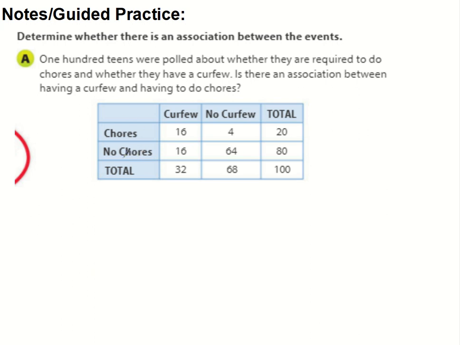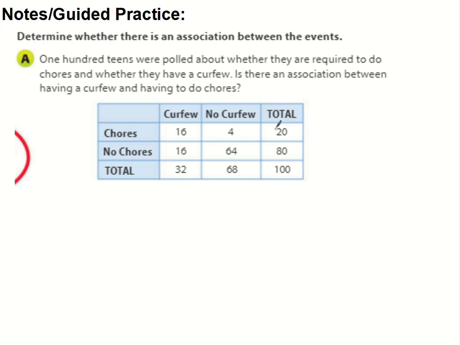This is considered a two-way table. So if I look here, like this 16 right here, this represents there are 16 students of the total 100. 16 students have a curfew, and they also have to do chores. So they have both. While 4 students still have to do chores, but they also don't have a curfew. Okay, so that's how we read the table. With giving us a total of 20 students have to do chores.